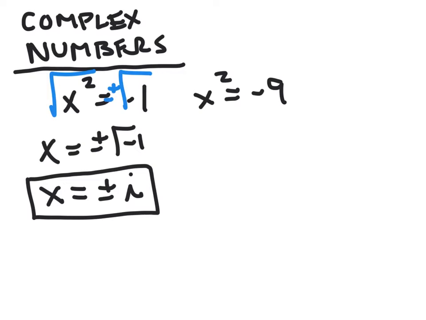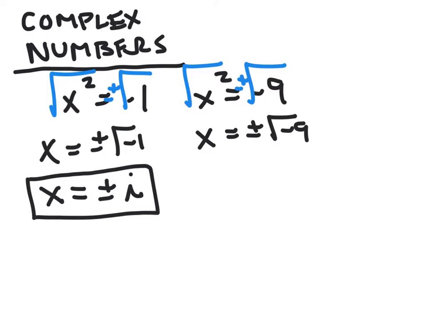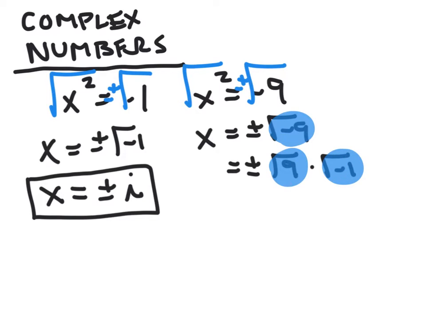Let's try this again with a similar but a little bit different question. Let's take the square root of -9. This gives you x equals plus or minus the square root of -9. Now let me break out the negative 9 a little bit. Let me break it into the square root of 9 times the square root of negative 1. This is still just the same number. See how those all multiply to be the same?